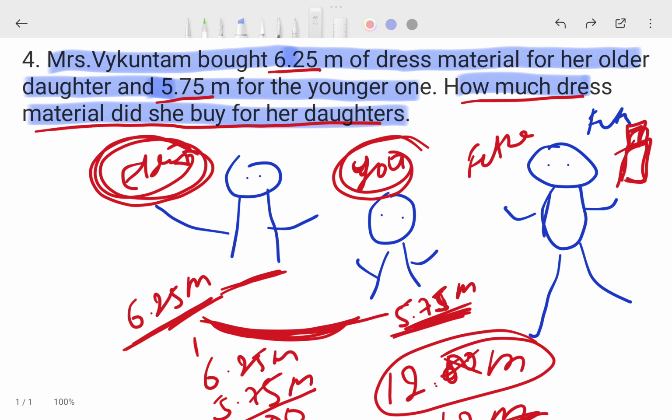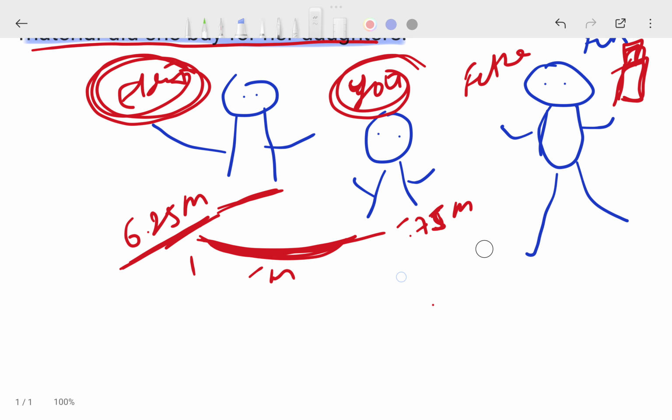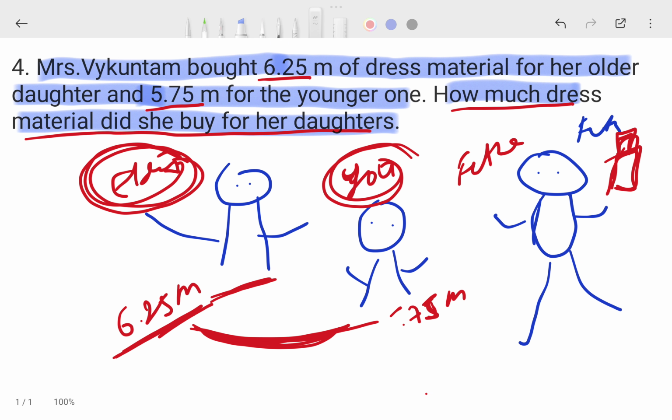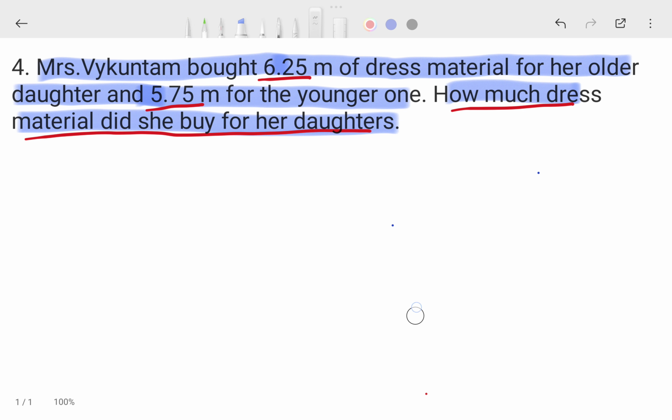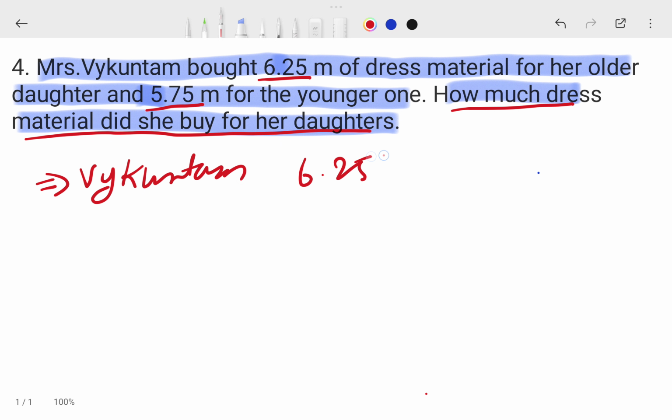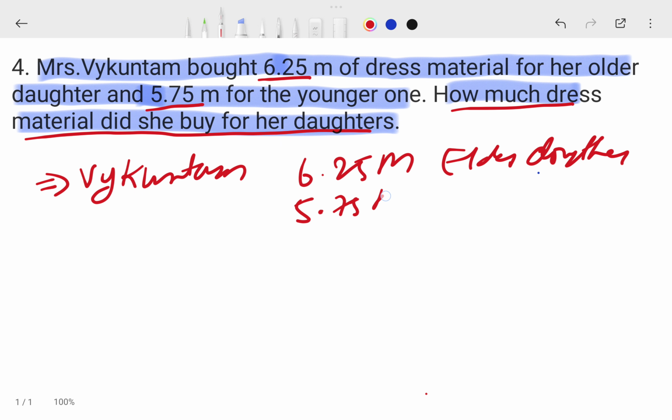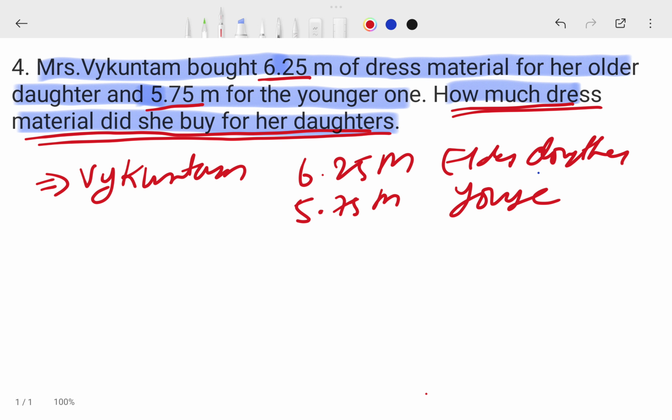So like that the situation is also here. There is one Baikunt, and he bought dresses. Okay, this is given Baikunt. Baikunt bought 6.25 meters cloth for the elder daughter. And he bought 5.75 meters cloth for the younger daughter. So how much dress material did he buy?